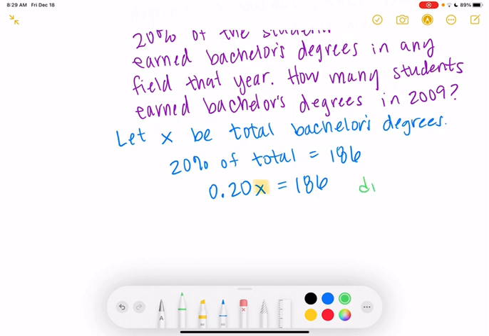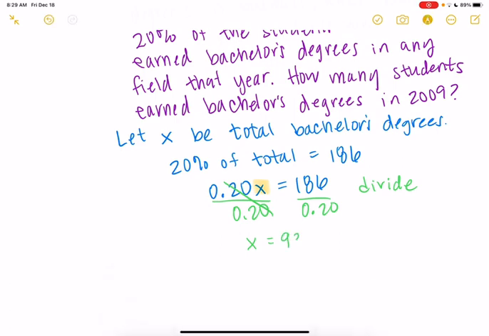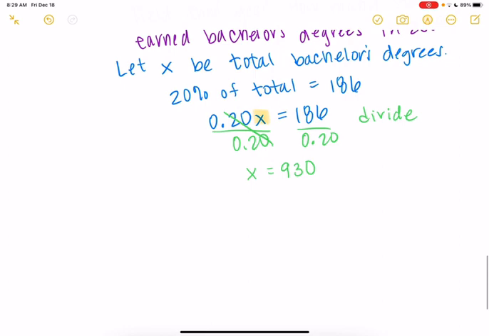So to do the opposite, I'm going to divide. So I want to get that x all by itself. So I'm going to divide both sides by that 0.20. So x equals, and then just punch this into your calculator. Do 186, then hit the divided by key. 0.2 equals, and you should get 930. And we can label that 930,000 total degrees.